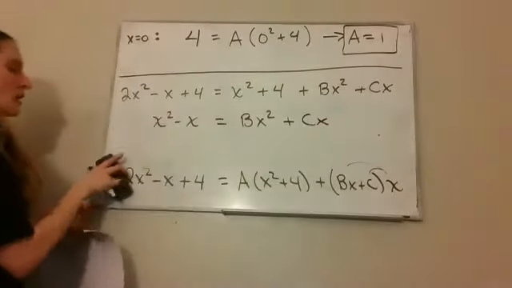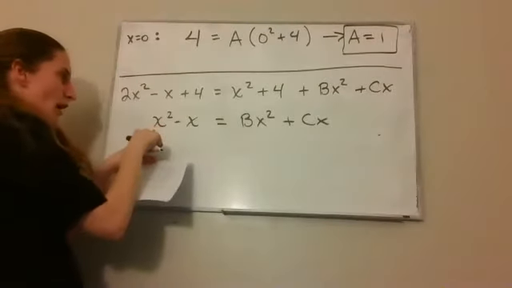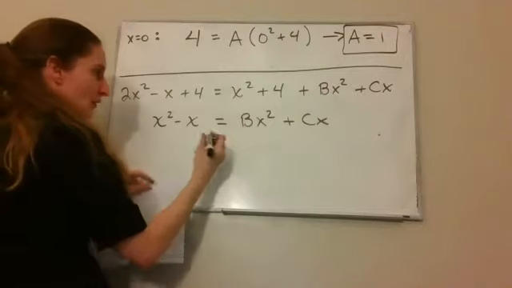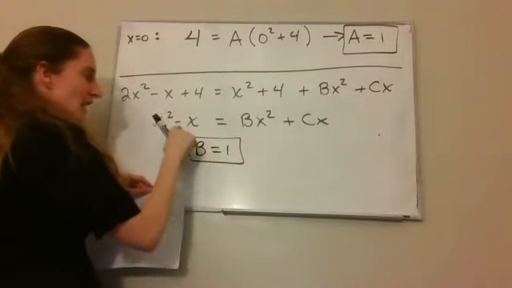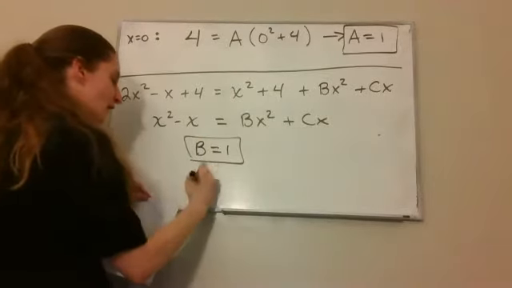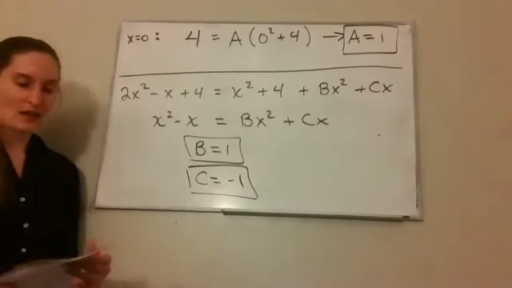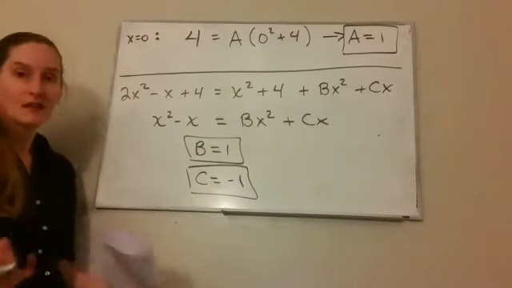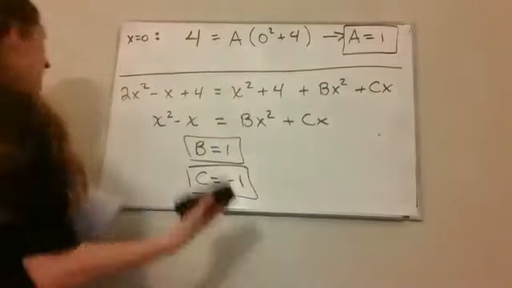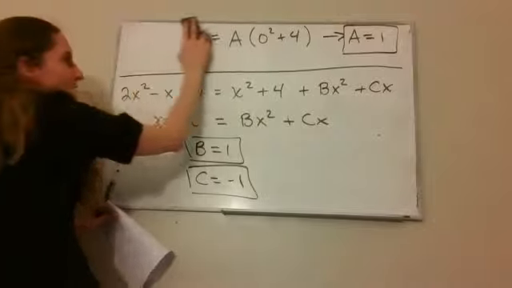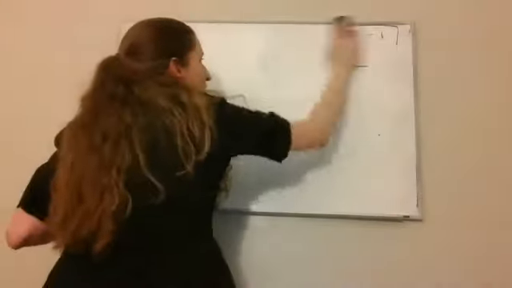Now compare what coefficients we have left. This tells me 1x squared has to equal bx squared, so that means b has to be 1. And negative x has to equal cx, so c has to be negative 1. So I have a is 1, b is 1, c is negative 1. Now we're ready to go back to the integral, write it with partial fractions using these constants, and it should make our integral much easier to calculate.